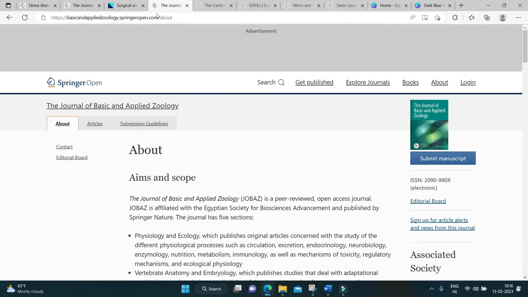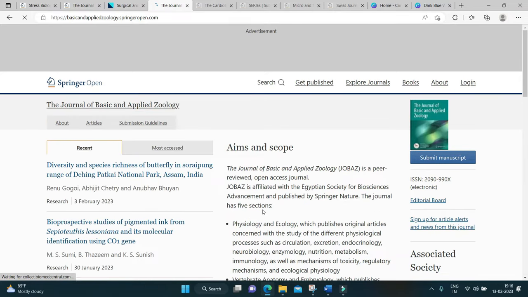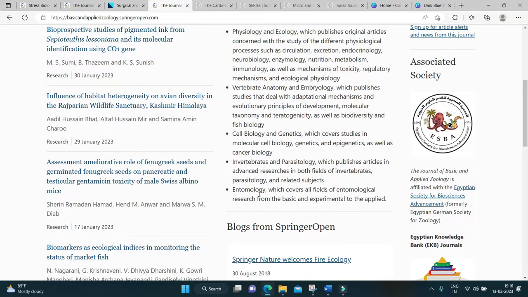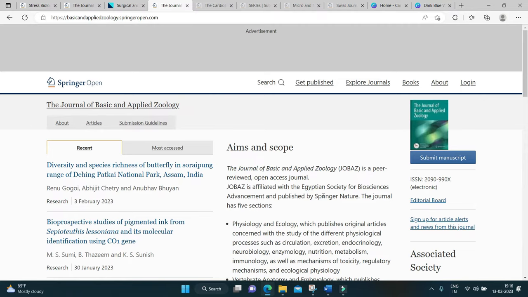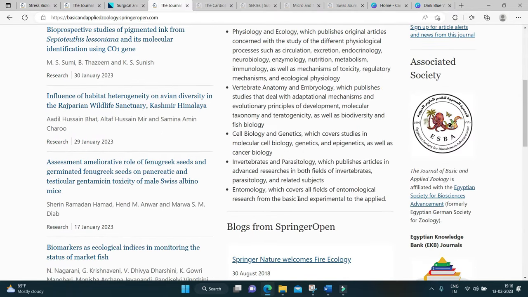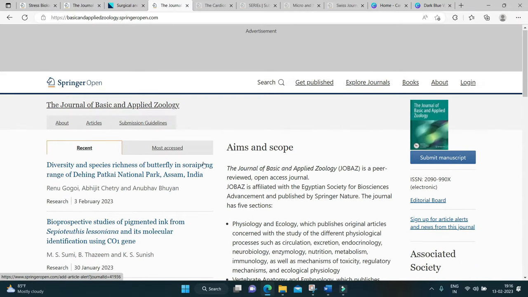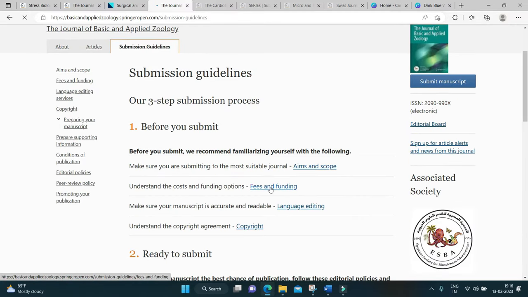So moving on to the next journal, the Journal of Basic and Applied Zoology. Here it is exclusively for zoology research. You can see the themes and aims and scope of this journal, and this journal is yet to get its first impact factor. The affiliated society is the Egyptian Society of Bioscience Advancement. And let us see what the article processing fees are.